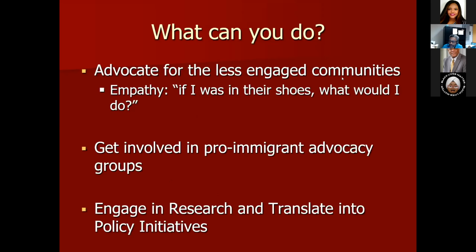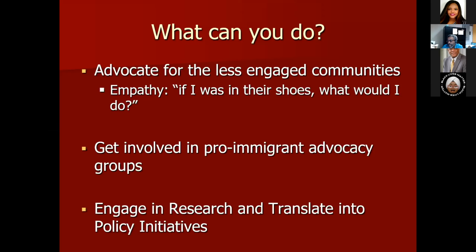What we can do as providers to African immigrants is advocate for the less engaged communities and to empathize. If I was in their shoes, what would I do? And that sort of is the primary driving force at African Services. It's to empathize and see where our clients are and do our best to lessen the burden that they feel.